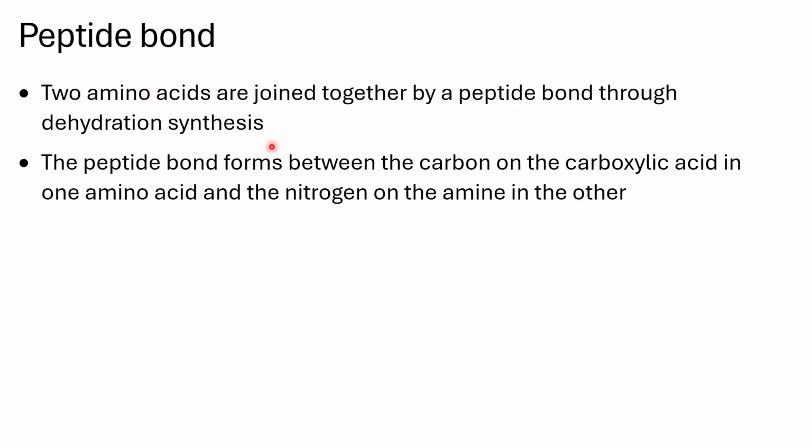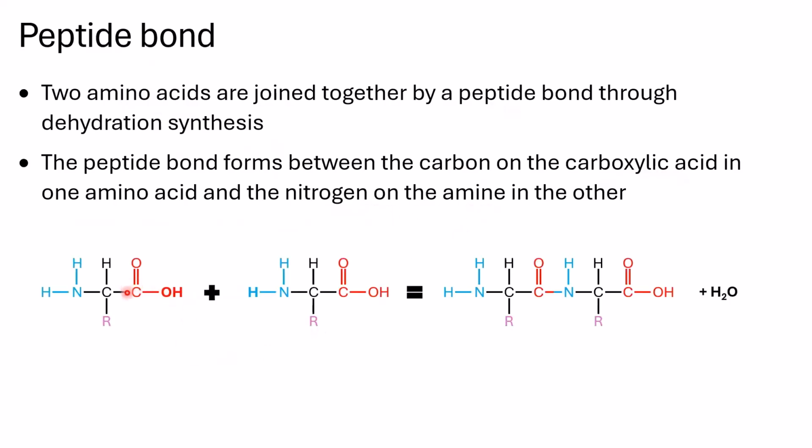The carbon on the carboxylic acid of one amino acid forms a covalent bond with the nitrogen on the amine group of the second amino acid. In other words, the C end of one amino acid joins with the N end of another amino acid. The C end of that second amino acid can then go on to form a bond with another amino acid. The first amino acid is always at what is called the N terminus, while the end of the polypeptide chain is referred to as the C terminus.